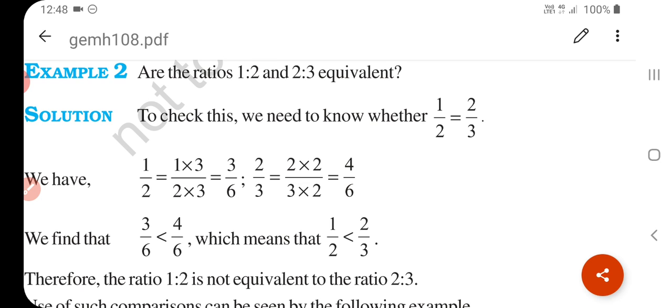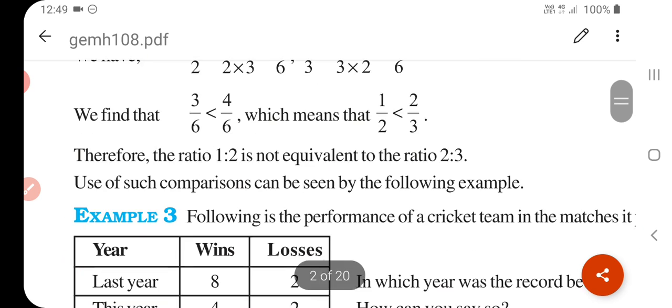So our LCM, 2 और 3 का LCM होता है 6, so we multiply 1/2 by 3 in both numerator and denominator, so we get 3/6. And again 2/3 में भी हम 2 का मल्टीप्लिकेशन करेंगे to make the denominator 6. Okay, so हमारा डिनोमिनेटर 6 बन जाए. So we get 4/6, and 3/6 is less than 4/6, which means 1/2 is less than 2/3. So therefore the ratios 1:2 and 2:3 are not equivalent ratios. Okay, so this way you have to find whether two ratios are equivalent or not.